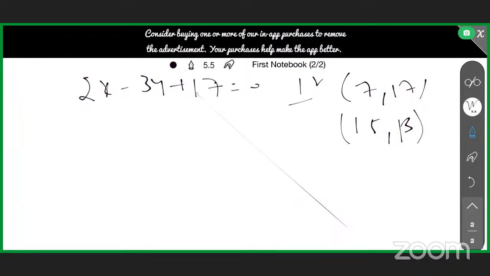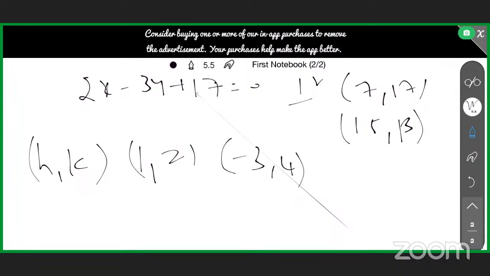Suppose the points h, k, 1, 2 and -3, 4 lie on the line L1. These 3 points are lying on the line L1. And L2 is a line passing through the points h, k and 4, 3.